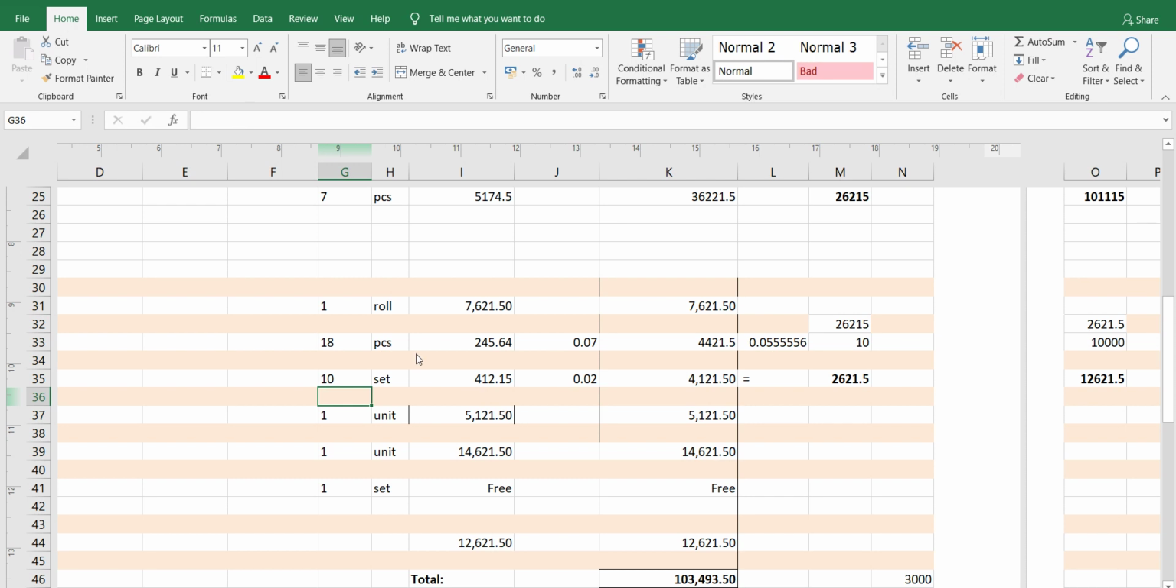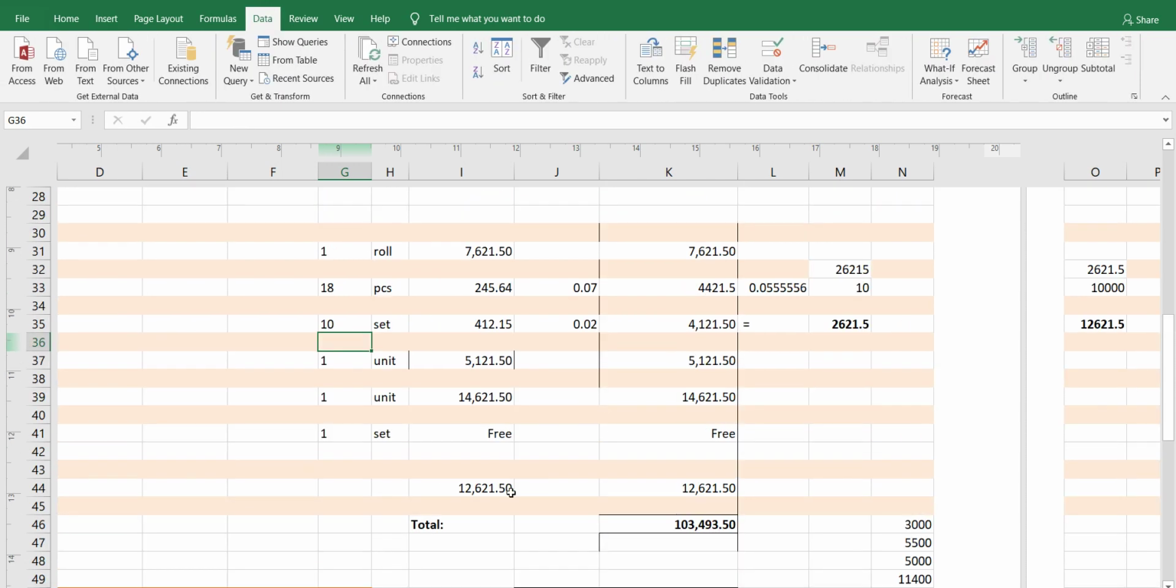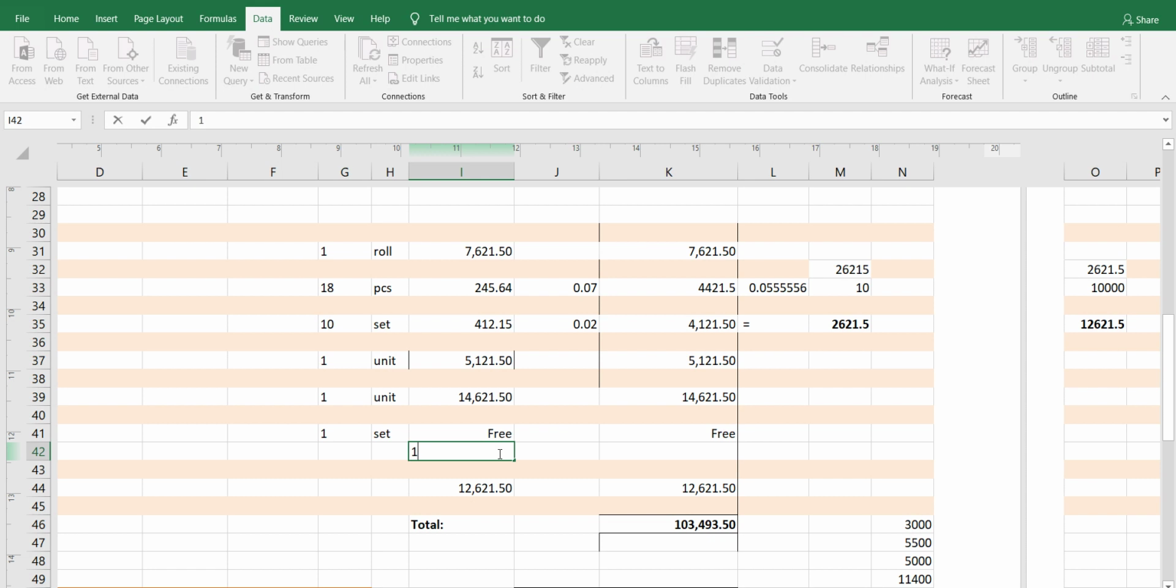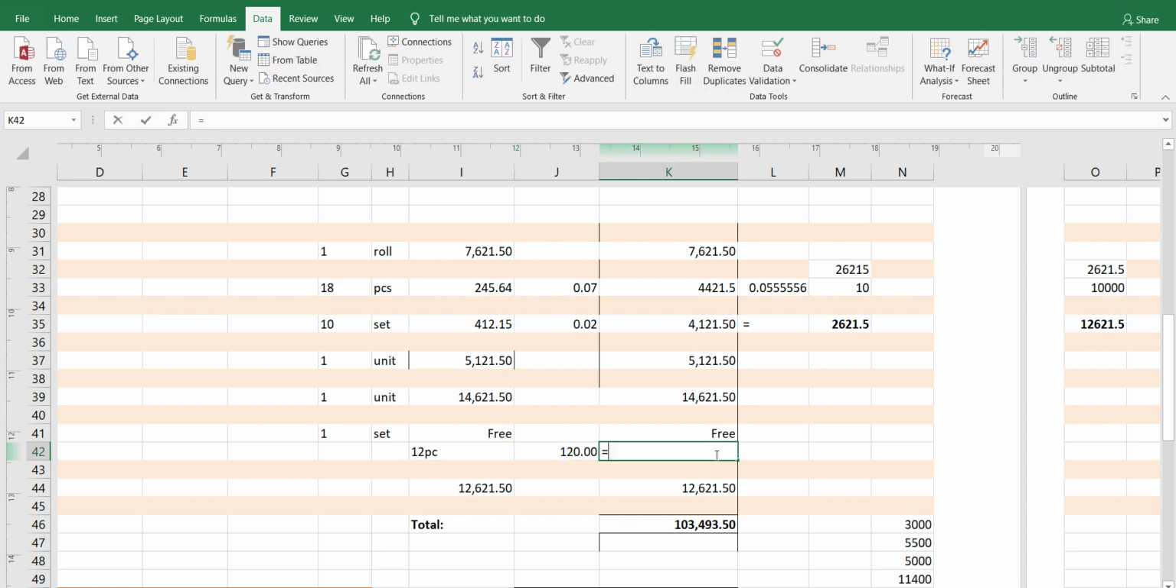Okay. For example, pag ganito na. 1, tapos 10, or 12 na lang, tapos 120, tapos equals natin yan, no? Tapos, yan, value pa rin. So, yun yung mangyayari. Okay?